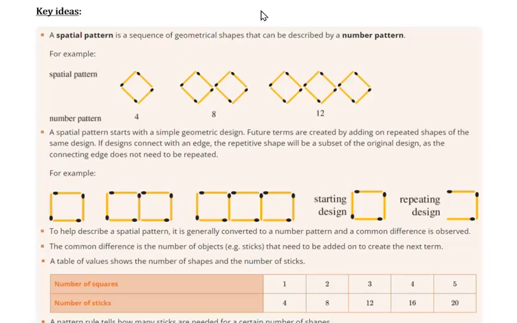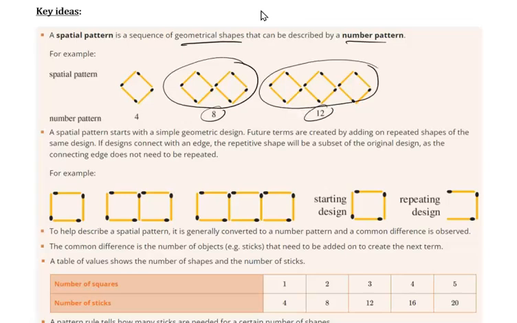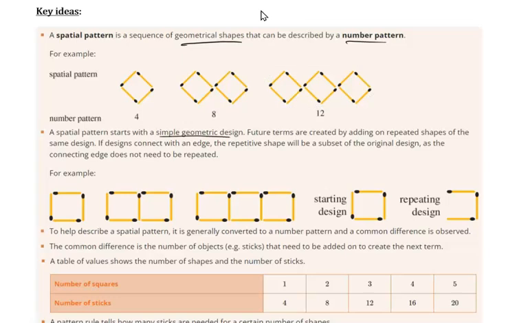So one of the key ideas is that we have a spatial pattern, which is a geometric shape, and it's a number pattern. There are 4 matchsticks that make this pattern. We need 8 matchsticks to make this pattern, and we need 12 matchsticks to make that pattern. As you can see, they're all going from the original matchstick diamond. So it starts with a simple geometric idea, and then we add on repeated shapes of the same design.